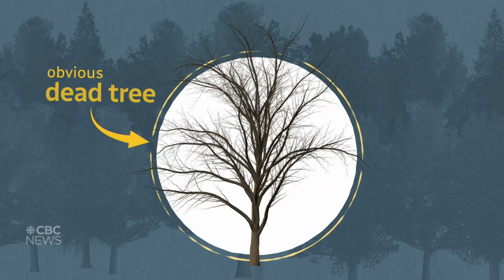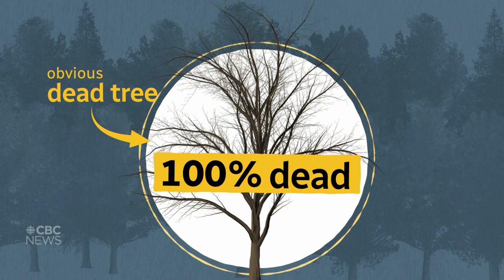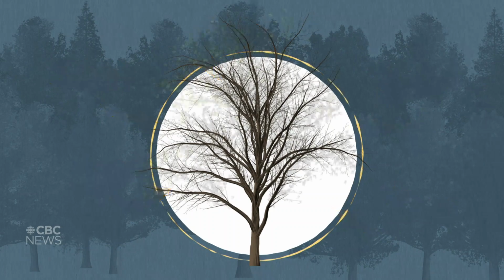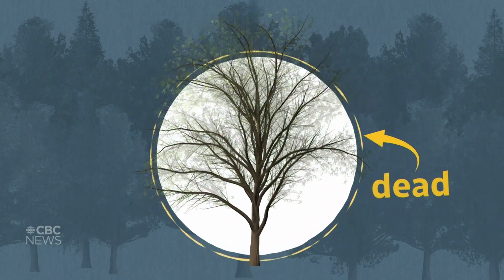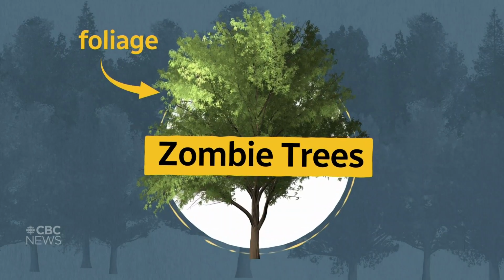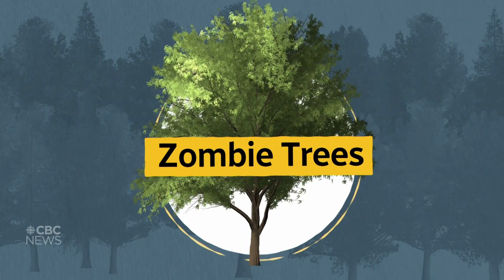With an obvious dead tree that's 100% dead, it's super obvious that that's dead. To the untrained eye, you're like, well, my tree used to be alive, now it's dead. With zombie trees, loss of foliage is not an indication that these defects are present.